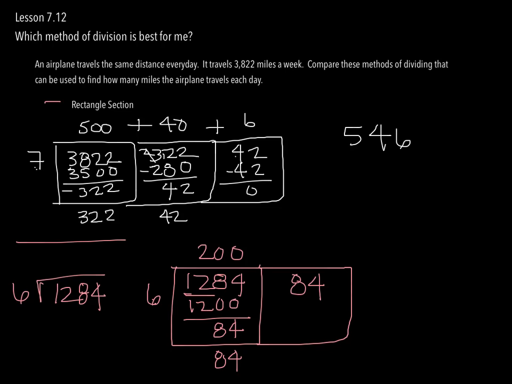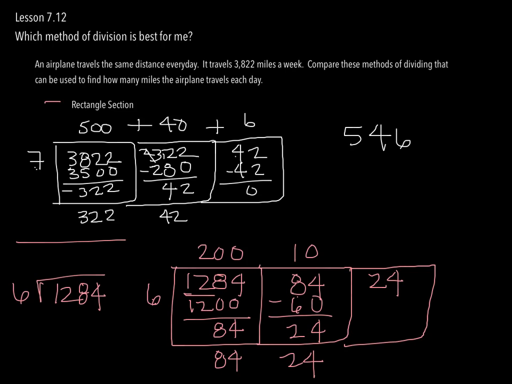84. So how many 6s in 84? 6 times what? Well, 6 times 10 should work. 6 times 10 is 60. And now I'm going to subtract. I'm going to get 4 and 2. I have 24 left over. And that's going to be my next box here, 24. How many 6s go into 24? Well, that's going to be, hopefully, 4. 4 times 6 is 24. Subtract. Remainder of 0. So we'll add those together. So our answer, and I'm just going to put it over here, is 214. Okay, so that's a rectangle section model. Up next, we're going to look at expanded notation.